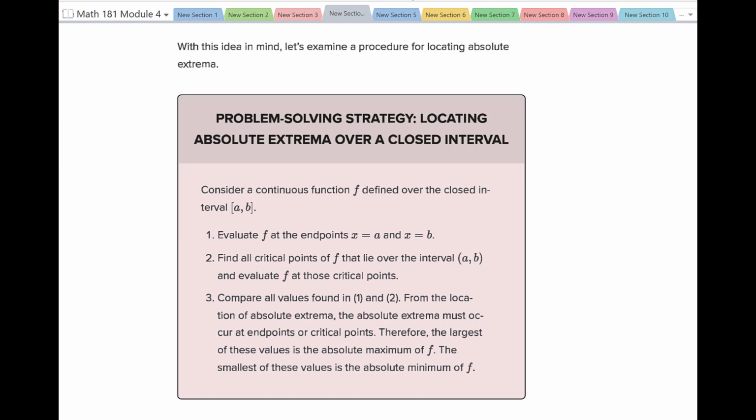Okay, so here we have the formal steps for doing this. Problem-solving strategy, locating absolute extrema over a closed interval. Consider a continuous function f defined over the closed interval [a, b]. Evaluate f at the endpoints, x equals a and x equals b. Find all critical points of f that lie on the interval [a, b], and evaluate f at those critical points. Compare all values found in steps 1 and 2 to determine the location of the absolute extrema. The absolute extrema must occur at the endpoints or critical points. Therefore, the largest of these values is the absolute maximum, and the smallest is the absolute minimum.